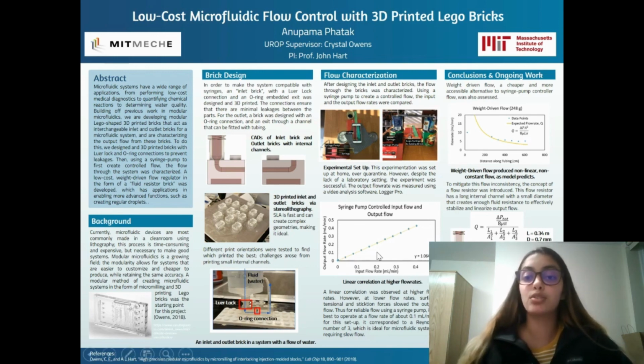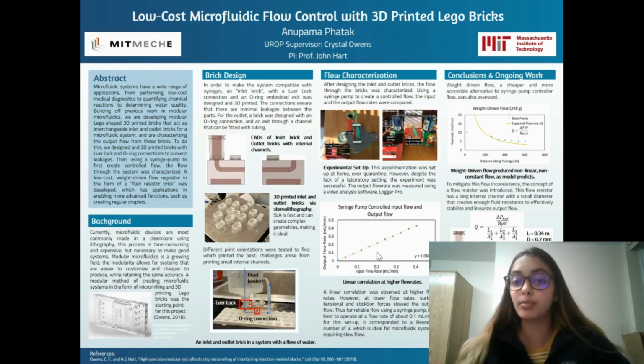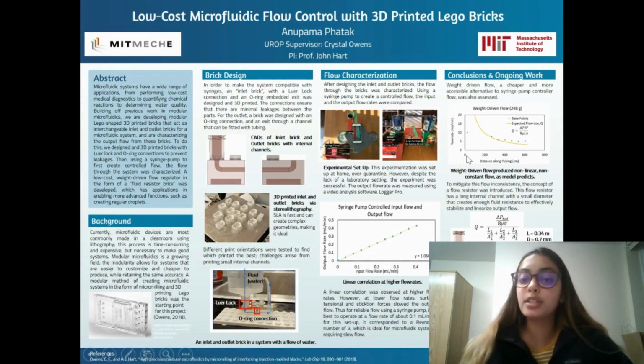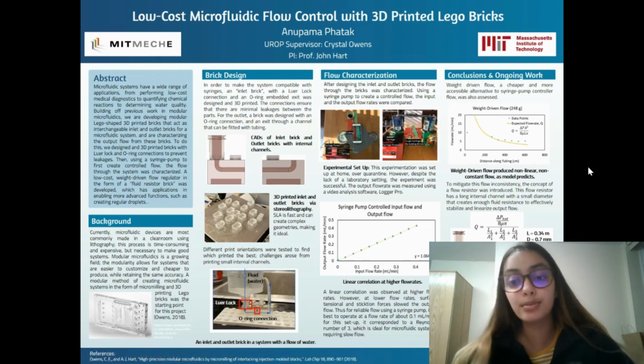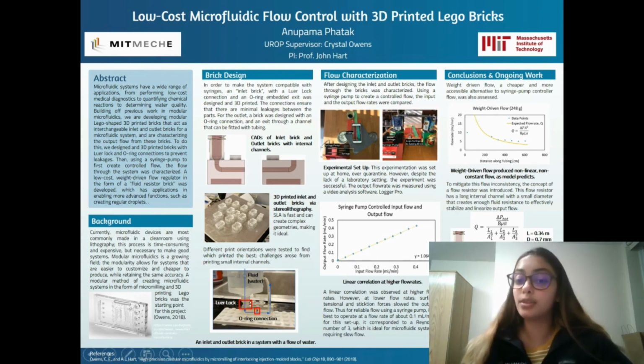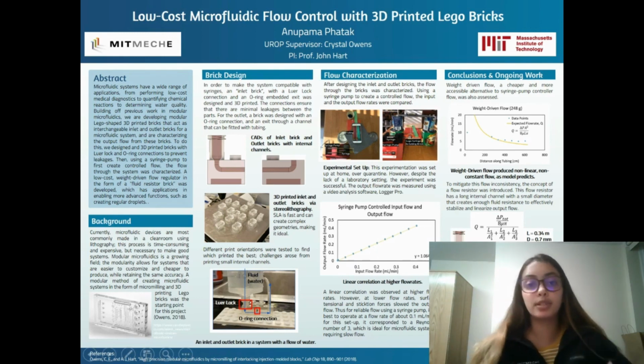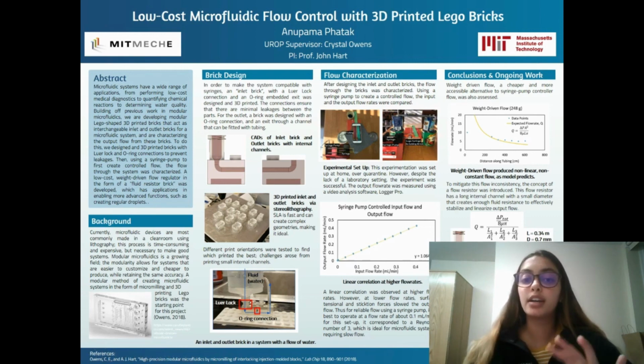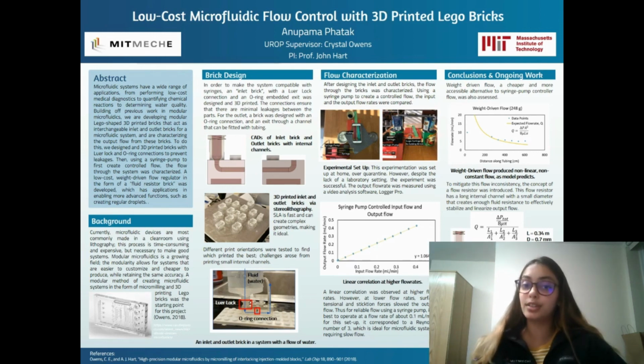So then I moved on to weight-driven flow, which is a cheaper and more accessible alternative to syringe pump controlled flow. And as you can see in this graph, the output flow that I measured was nonlinear and non-constant. However, this was expected. So to mitigate this flow inconsistency, I designed a resistor brick. And the idea behind a resistor brick is that it creates a fluid resistance in that brick so high that the flow beyond the resistor brick is stabilized. And I'm currently in the process of testing and iterating on this.